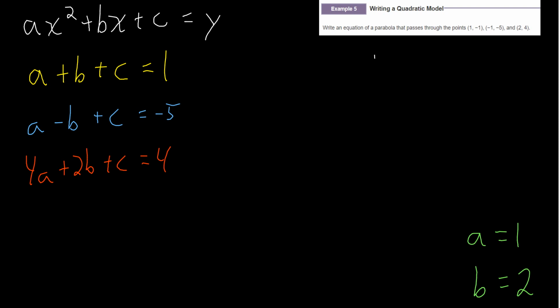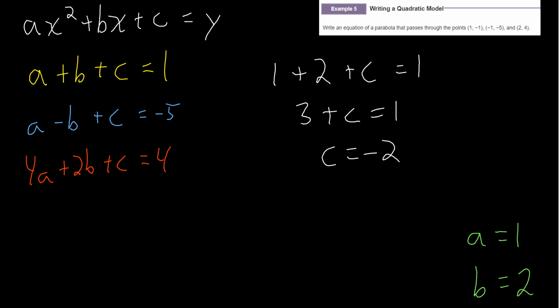All right, so we have what my a is equal to, and we have what my b is equal to. So now we have to figure out what c is equal to. It's so much easier now to figure out what c is equal to by just simply substituting these values back in. So we're going to plug it back into this equation. We have a, which is 1, plus b, which is 2, plus c, and that's equal to 1. So we've got 3 plus c is equal to 1. Subtract 3 from both sides, so we have c is equal to negative 2.